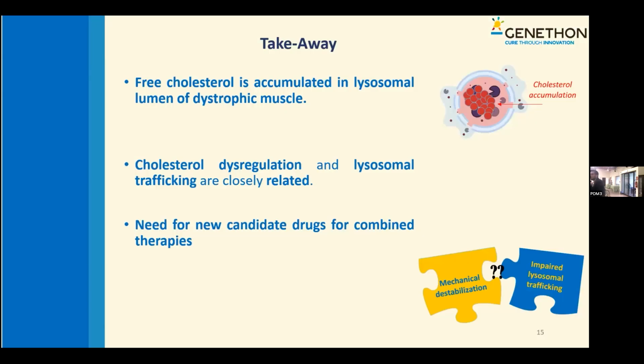So the main takeaway from my presentation, what I wanted to show, was that first, free cholesterol is accumulated specifically in the lysosomal lumen in the dystrophic muscle. The cholesterol dysregulation that we see in Duchenne and some other muscular dystrophies is closely correlated with lysosomal trafficking. And so there's a need to identify new drugs that will help clear cholesterol out of the endolysosomal lumen and improve the endolysosomal trafficking.